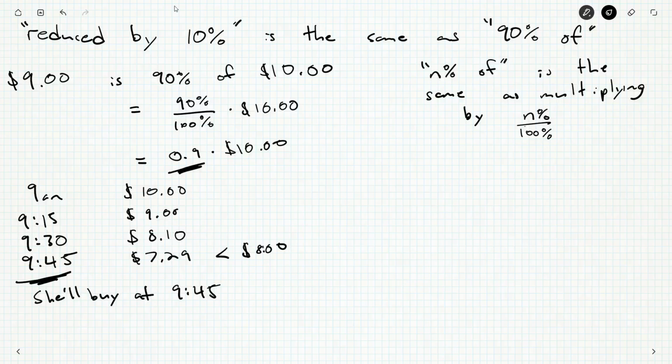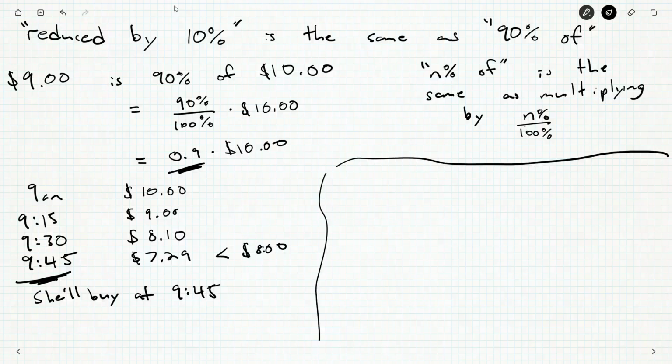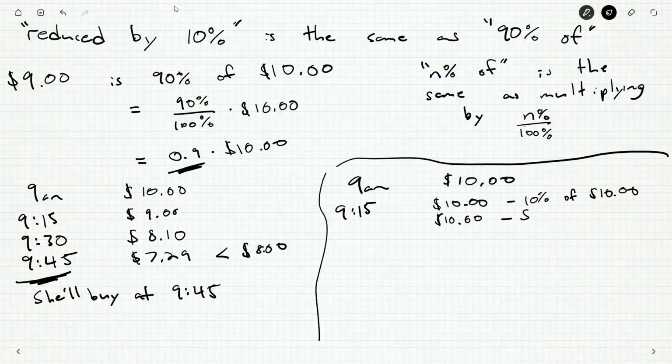So making this connection between percents and multiplication makes this question pretty fast. Now, if you didn't know it, odds are this is what you probably tried to do, and it's not wrong, it's a little more time consuming. So at 9 a.m., we get $10. Then at 9:15, we do $10 minus 10% of $10. So we have to stop and figure out, what is 10% of $10? Well, same sort of reasoning. It's 10% over 100%. It's 0.1. So this is going to be $10 minus $1.